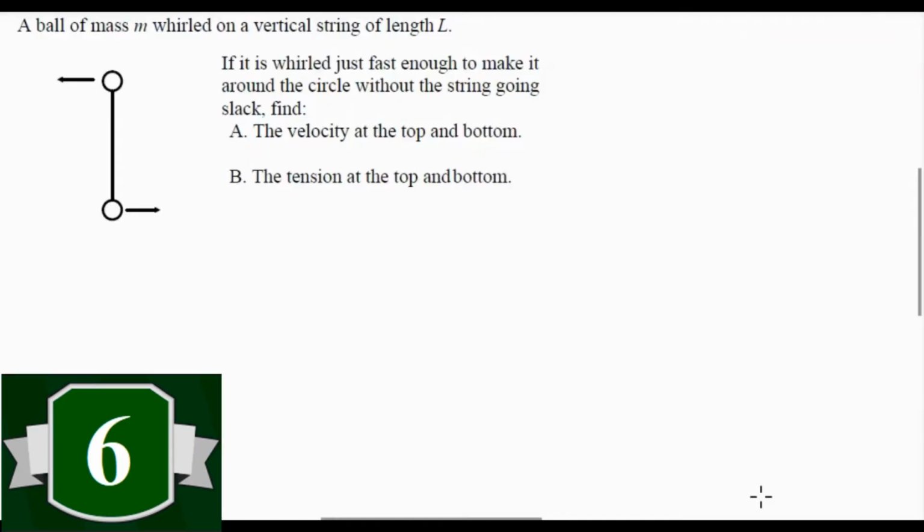So we're whirling a ball on a string in a vertical circle just fast enough to keep it from going slack at the top. And we want to know what is the velocity at the top and the bottom, and what is the tension at the top and the bottom. Well, if it's just barely not going slack, that means the tension at the top just barely hits 0 newtons. So that one's really easy.